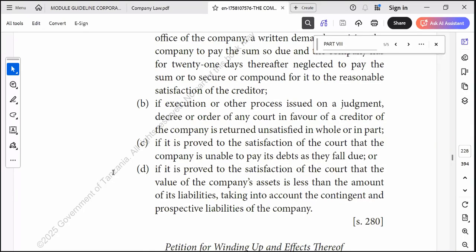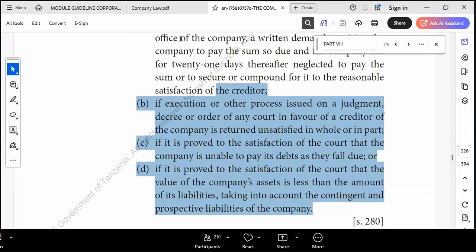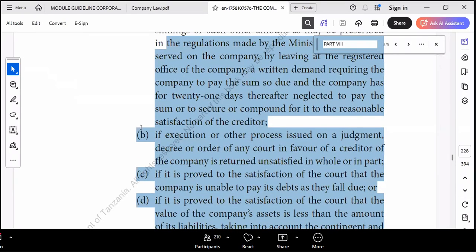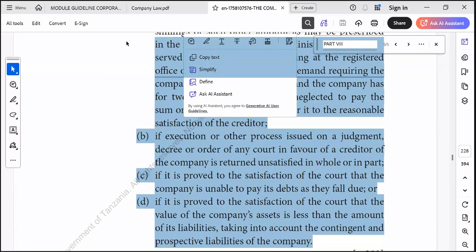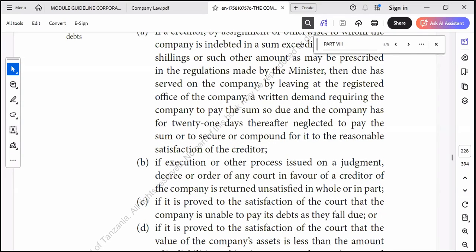And number 4, the company will be deemed as unable to pay debts if, to the satisfaction of the court, the value of the company assets is less than the amount of its liabilities. So you see, this is the 4th situation where a company will be deemed as unable to pay its debts under the Companies Act.